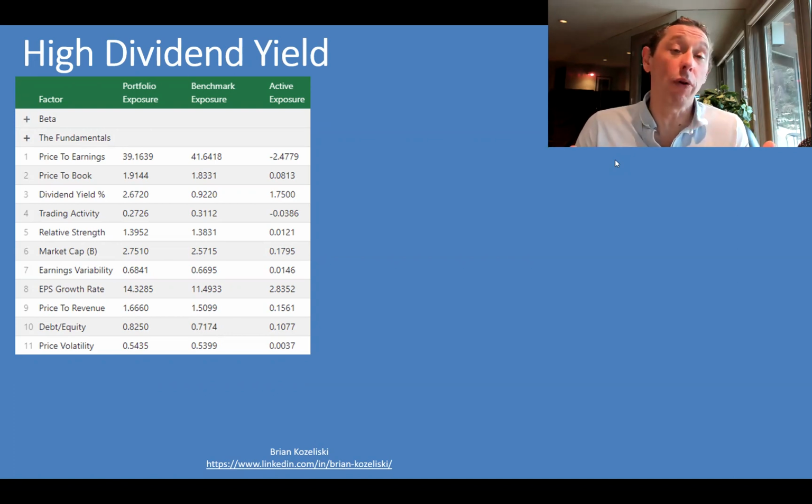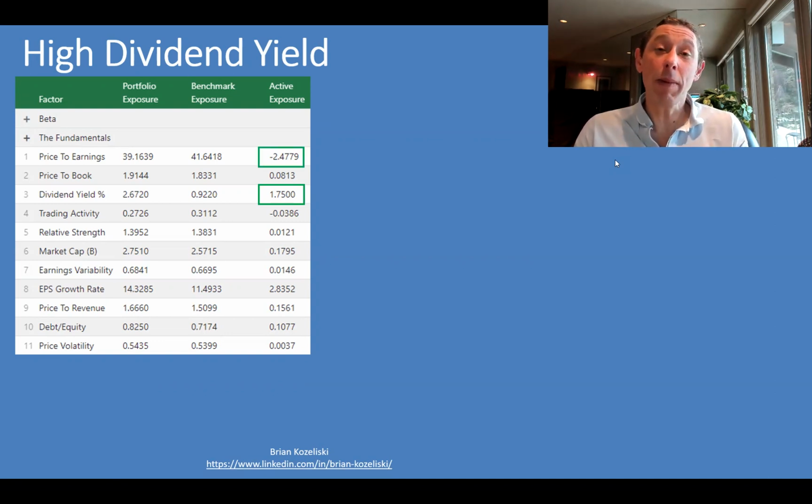So I built this portfolio, said, look, hey, I want a high dividend yield. I have a benchmark against the Russell 2000, and I have a tracking error of 2%. If you do this, you see, yes, in fact, I do have a higher dividend yield than the benchmark. That is good and intentional. But at the same time, I have this negative bet on price to earnings. I'm cheaper, which actually is good based on the anomaly literature.